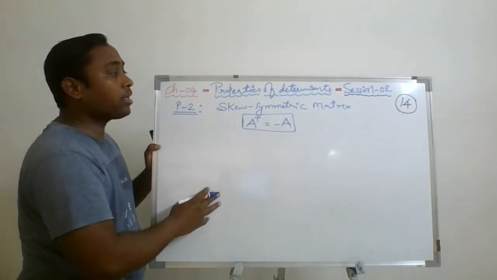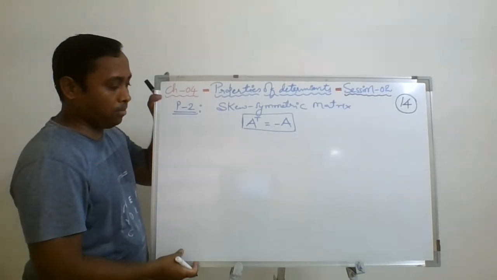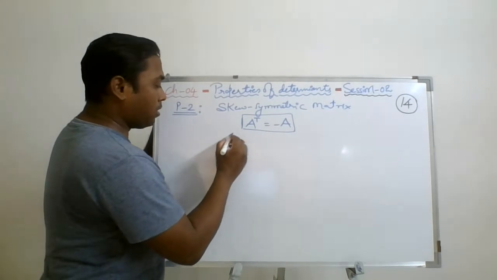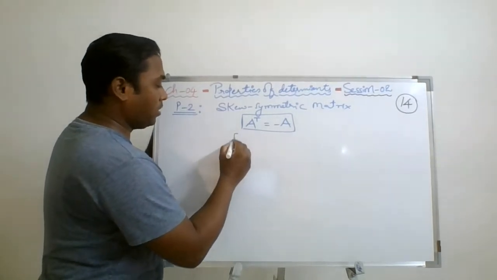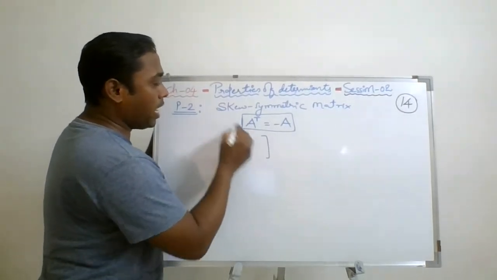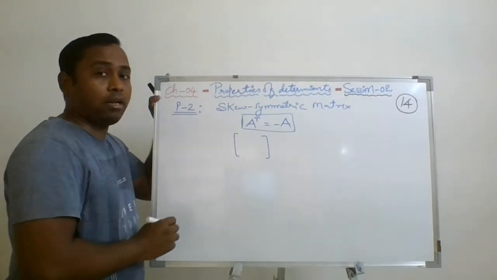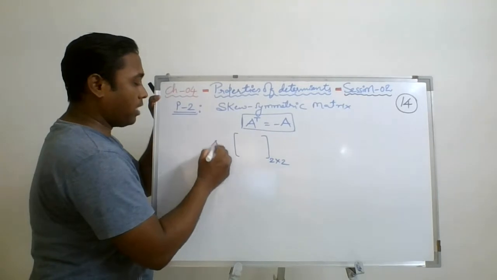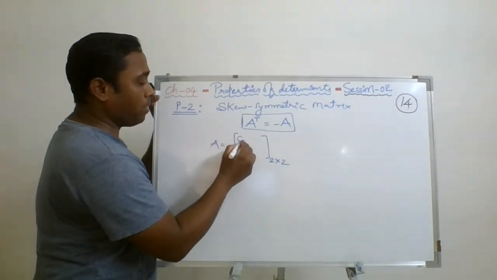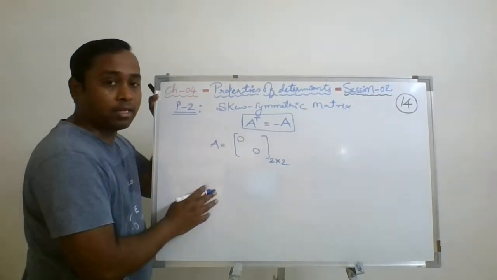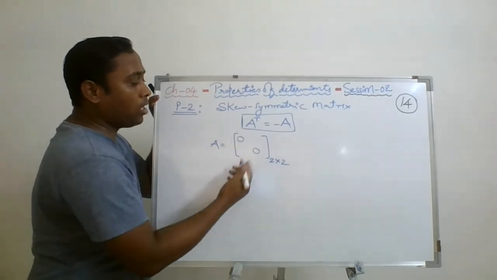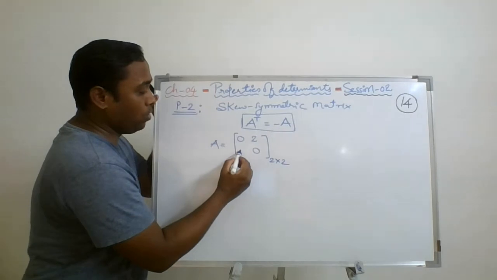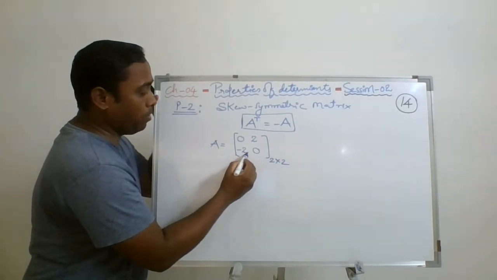And what is a characteristic property of a skew symmetric matrix you have studied? See, if I write the skew symmetric matrix, ultimately all diagonal elements of a skew symmetric matrix are always 0. So I can write an example of a skew symmetric matrix by writing the diagonal elements as 0 and the other elements differ by sign. Let us say this element is 2, so the other element would be minus 2.